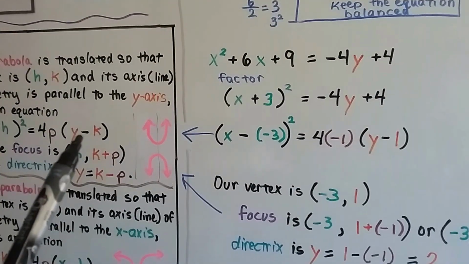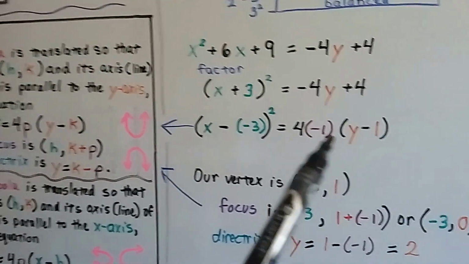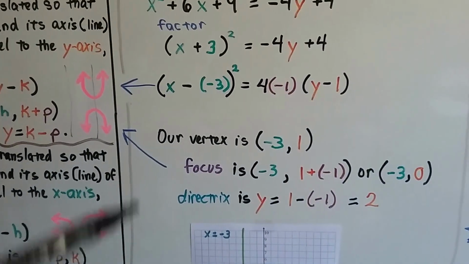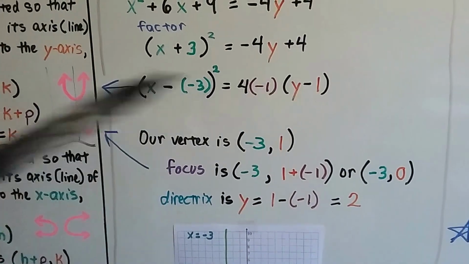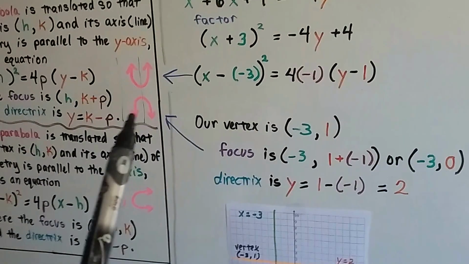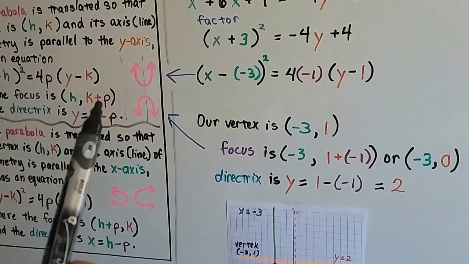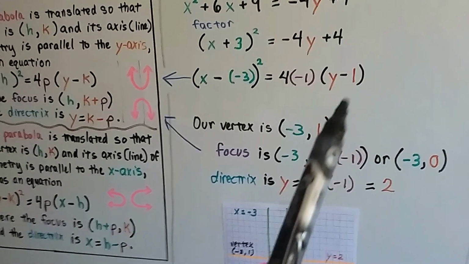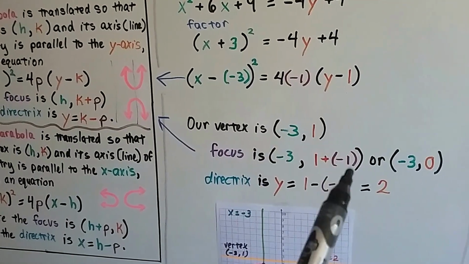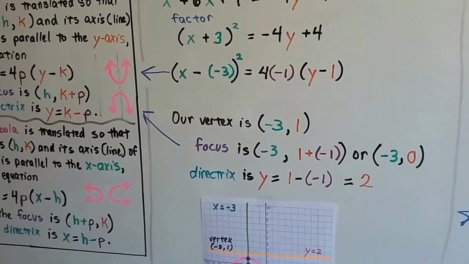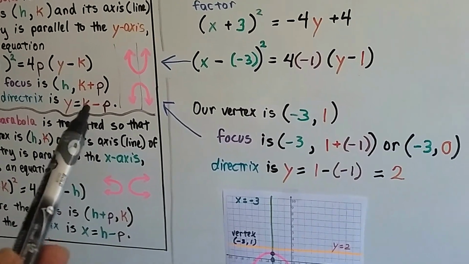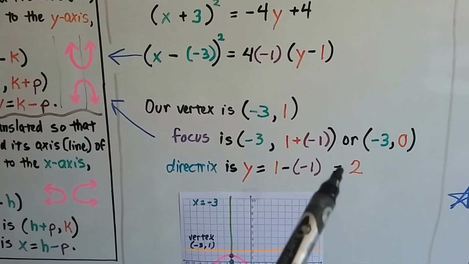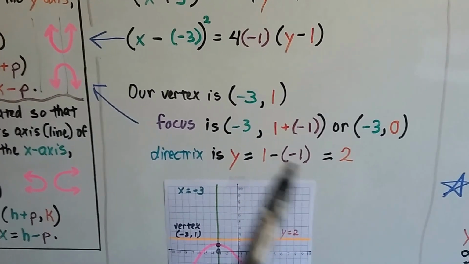And we need a y minus k on this side, so we can say 4 times a negative 1 times y minus 1. That tells us our vertex is negative 3 and 1, and our focus has to follow this h and then k plus p. So we've got a negative 3, and then our k is a 1 plus the negative 1. Well, that gives us a negative 3 and a 0. The directrix is y equals k minus p, so we have y equals 1 minus a negative 1. Well, that's going to equal a 2. We add the opposite, right?